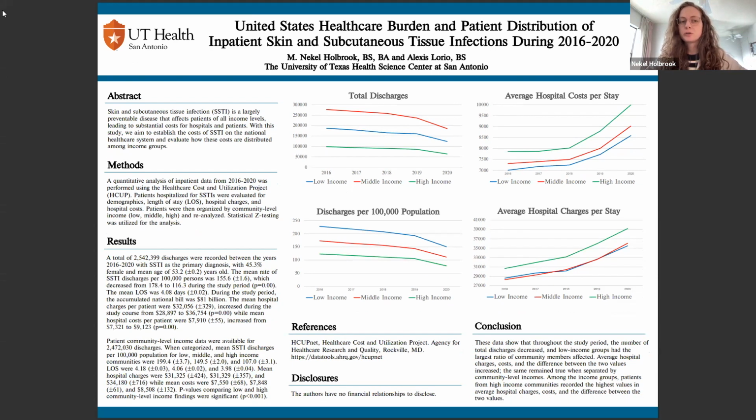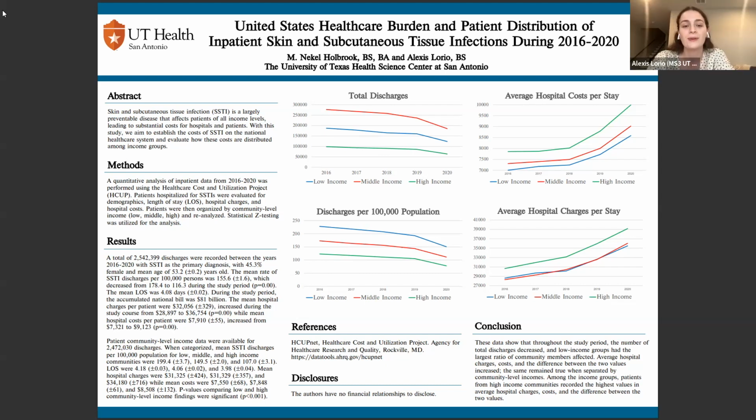So first we wanted to address why we chose to research SSTI. It was something that we were seeing a lot on our rotations, on our clerkships, that caused really lengthy hospital stays in a wide array of patients. And it was something that was really common and seemed to be really costly. And we were especially interested in the overlap between SSTI and public health disparities because SSTI is a largely preventable disease and it affects patients on all income levels. And so we hypothesized that there would be a disproportionate impact on those with less access to care. So our goal is to establish the costs of SSTI on the national healthcare system and evaluate how this cost was distributed among income groups.